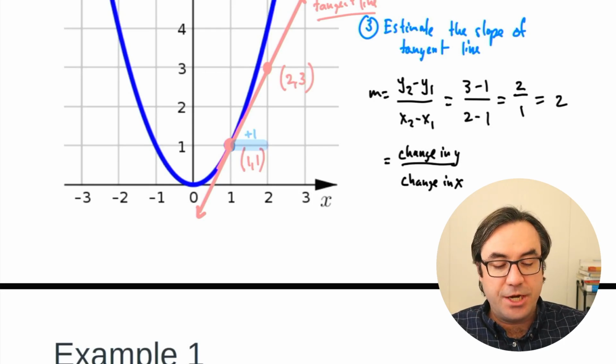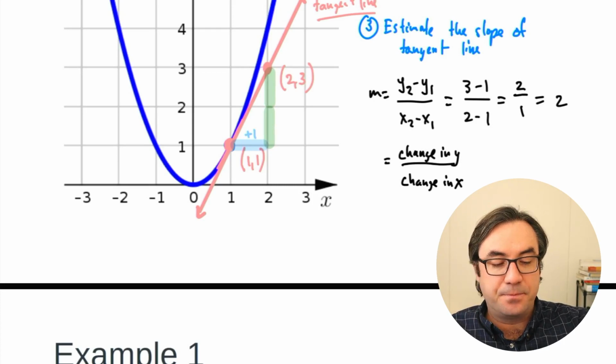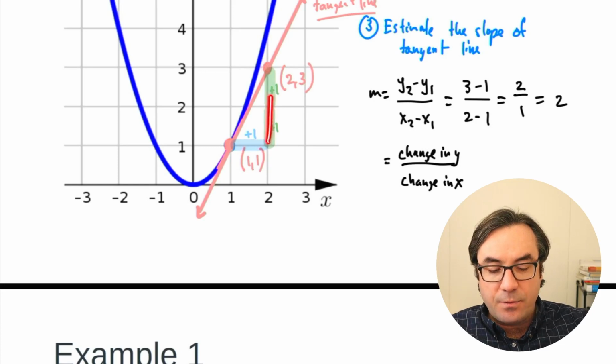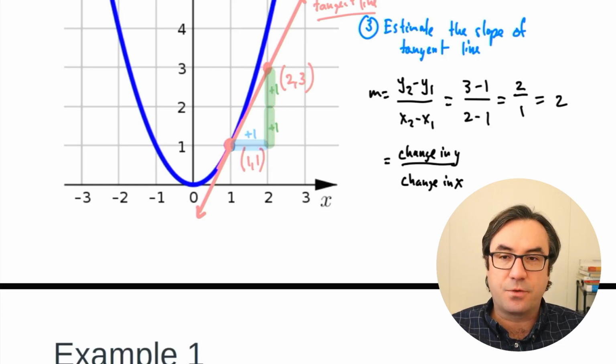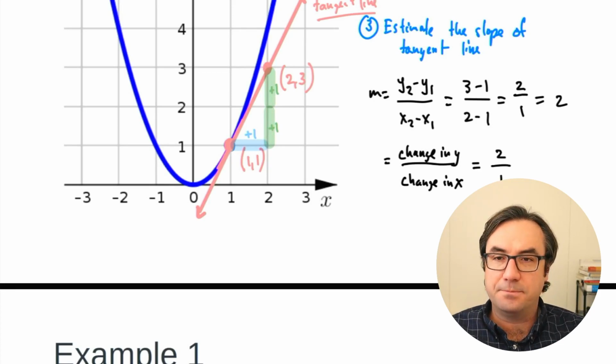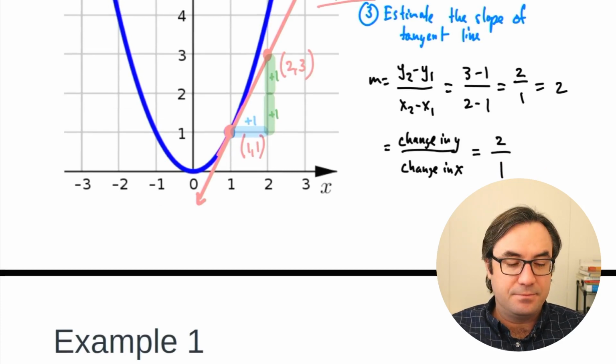And then what's our change in y? Well, we go up 1 unit, and then we go up a second unit. So we have a change in y of plus 1, and then another change in y of plus 1. To get from this point to that point, we go to the right 1 unit, and then up 2 units. So thinking of slope as change in y over change in x, we end up with 2 over 1, precisely what we got before.